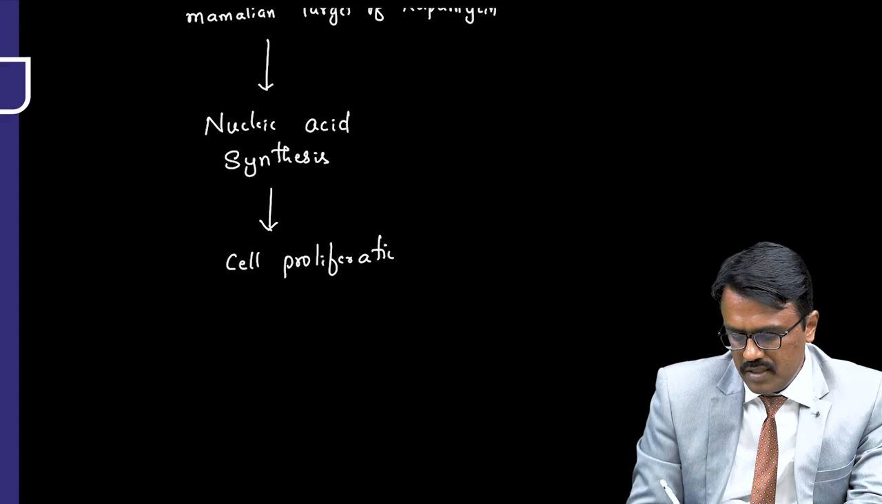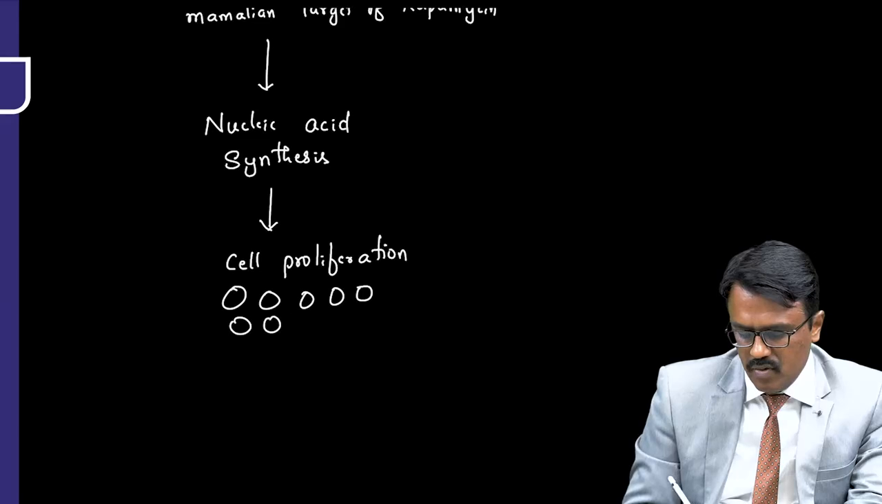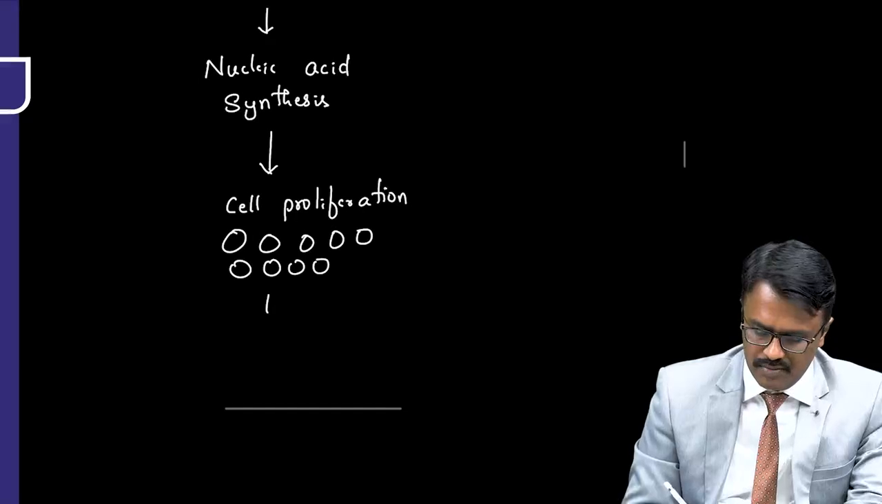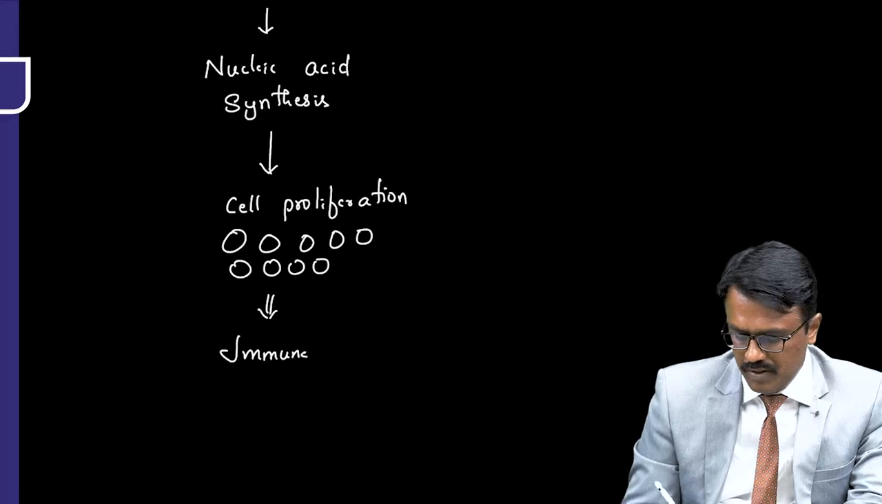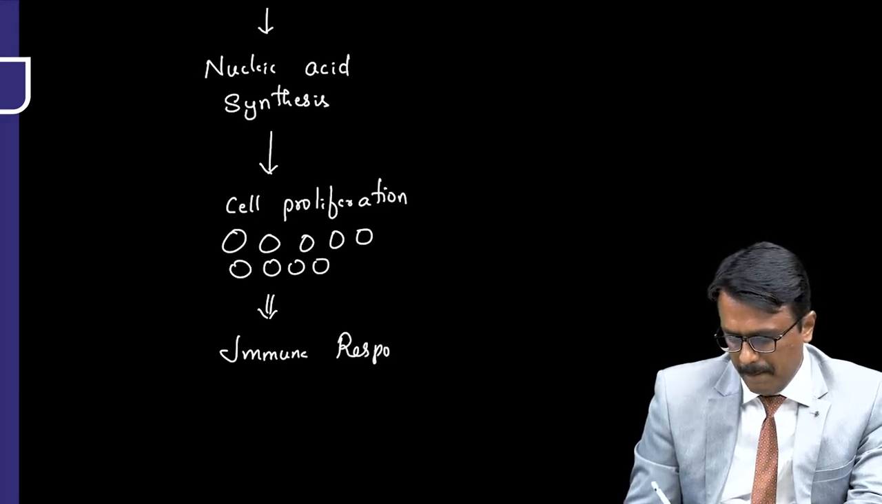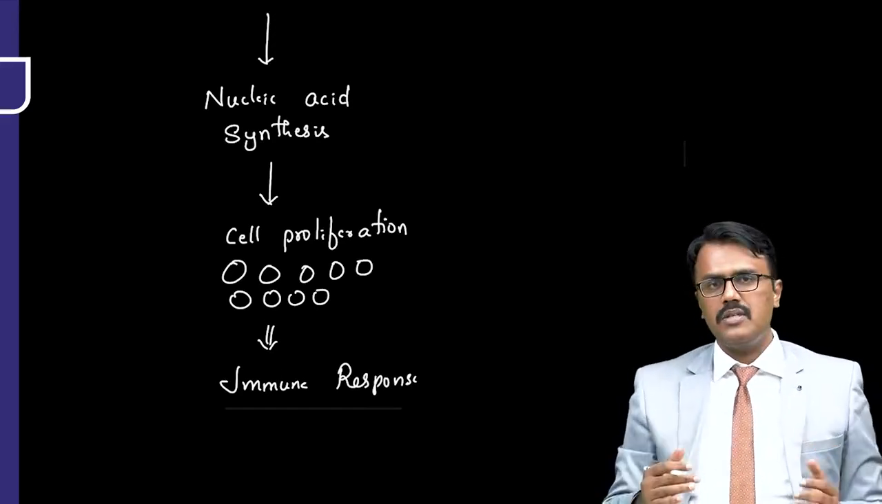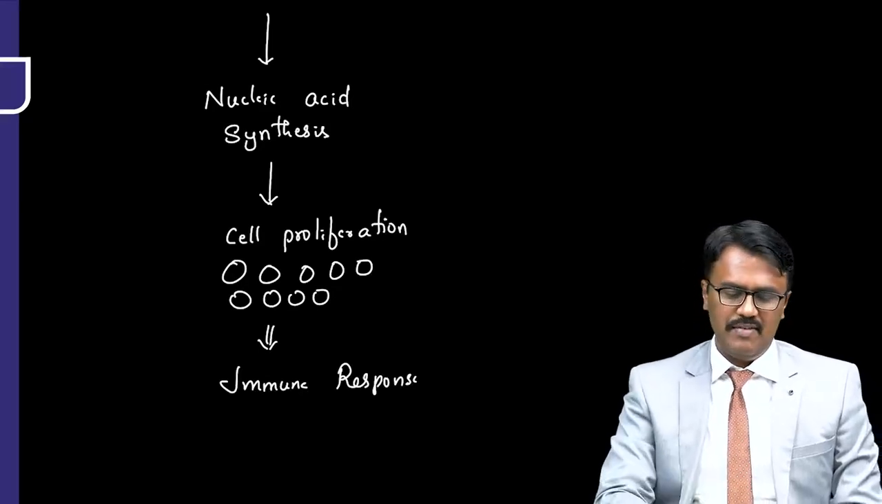So when the number of T cells multiplies, yes, there are more immune cells to fight the antigen. So we have the immune response seen here. Now you pause the video and tell me, in this process, where can I block it? Yes, you know it. Tell me, where can we block it?